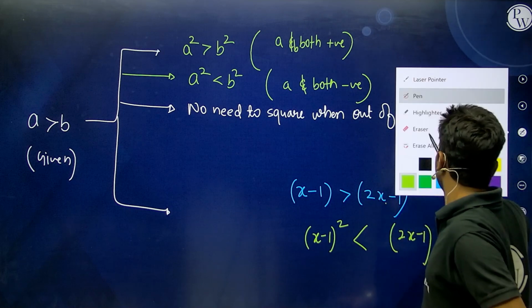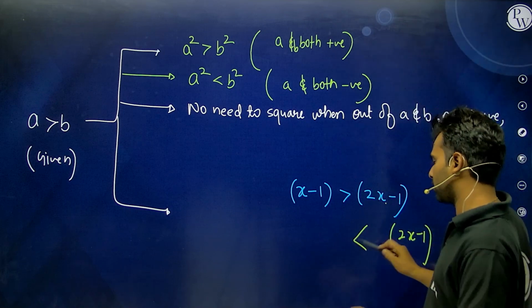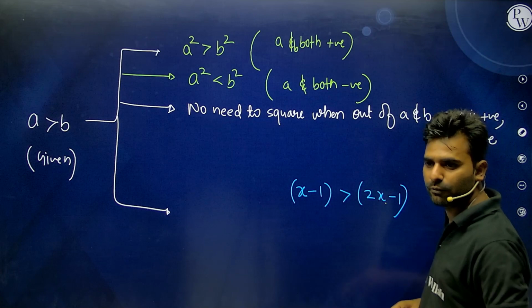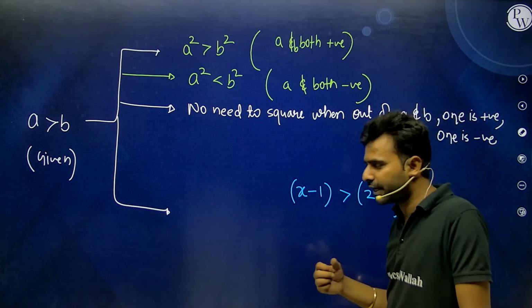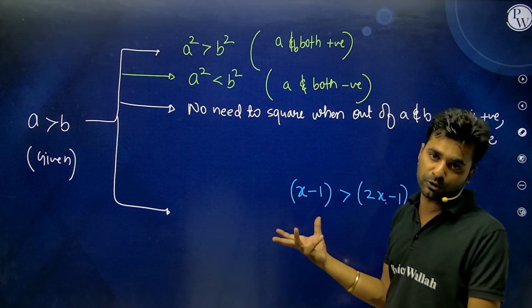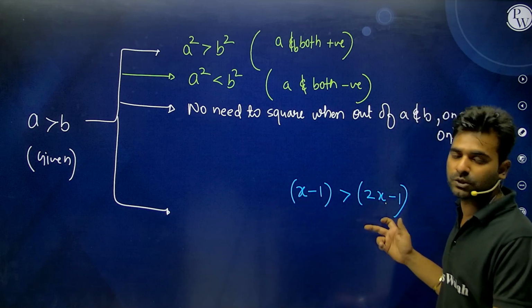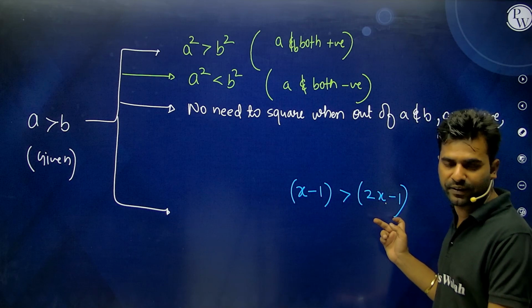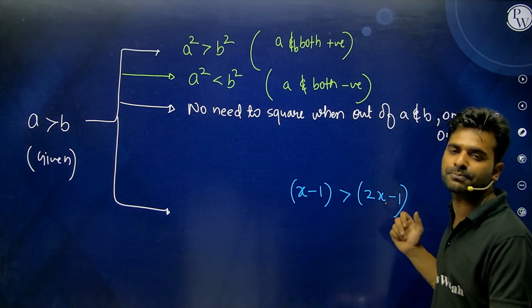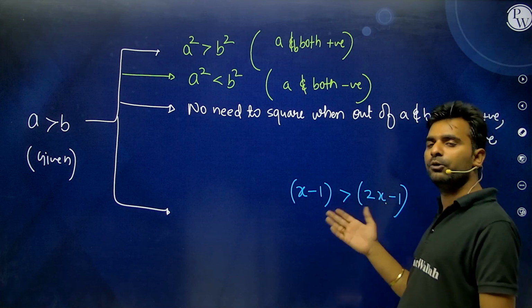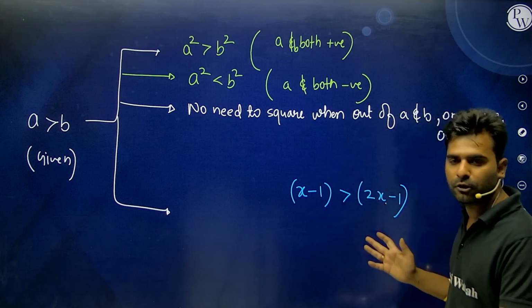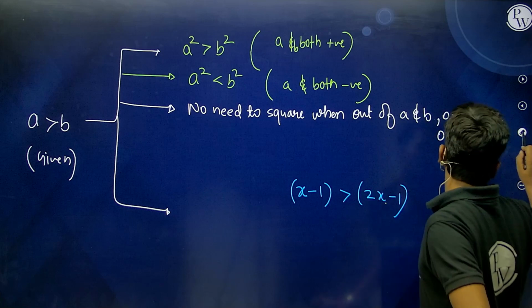And look over here, you can never be sure whether this x minus 1 is positive or not, because x is a variable. You don't know whether the variable is positive or negative. So x minus 1 can be anything. It can be positive or negative. Similarly, the other term also has a variable, so you cannot be sure whether this is positive or negative. So you cannot square. A lot of people do squaring directly. This will be wrong, beta. This will be wrong. Okay?